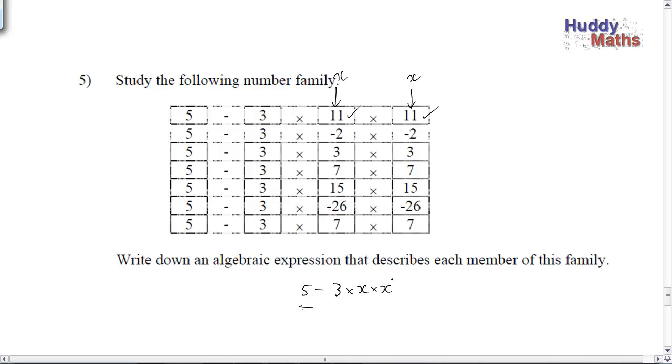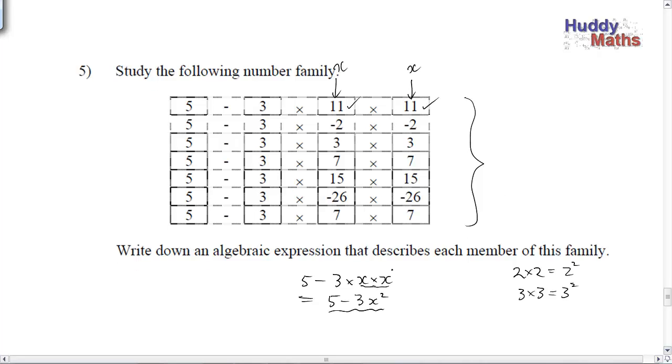And do you remember when you multiply a number by itself? 2 times 2 is called 2 squared. 3 times 3 is called 3 squared. So x times x, guess what? 3x squared. So hey, this little algebra system of representing families is quite neat and concise. It tells you what's going on up here in one simple algebraic expression. All right, how did you go? Come to the next one now.